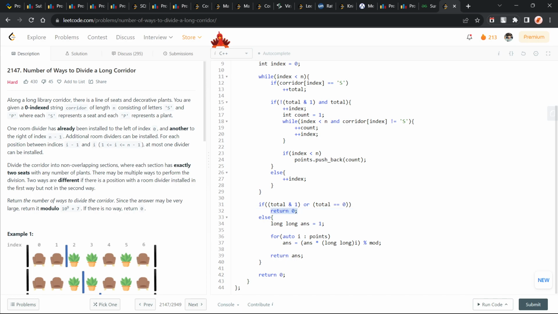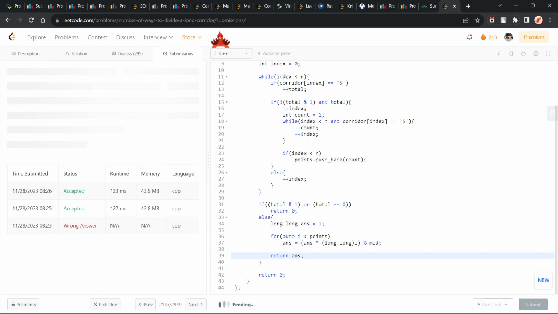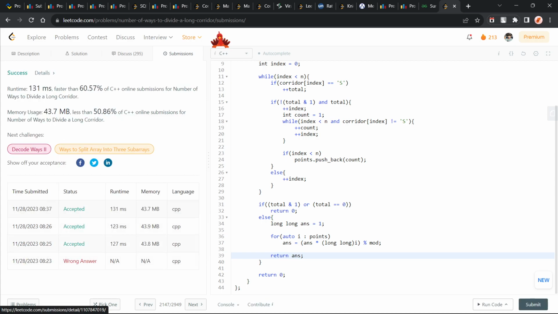So at the end, what you can do is initialize your answer with 1, and traverse the points vector, multiply your current value with answer and take the modular value, and after that we can return answer. So this would be the solution of this particular problem. Let me just quickly submit this and show you that this particular solution works. You see, I got my first wrong answer, and that was because I did not include this particular condition that total can also be 0.